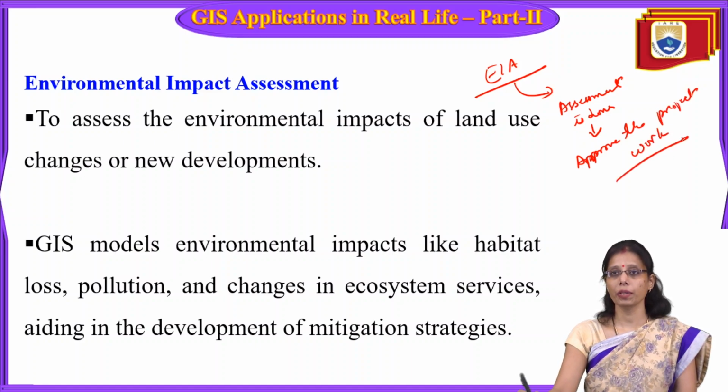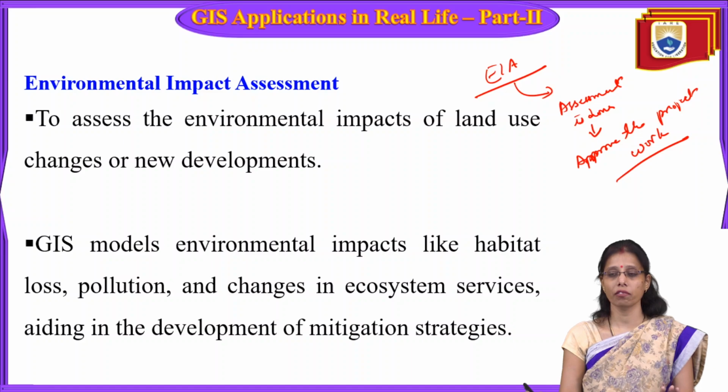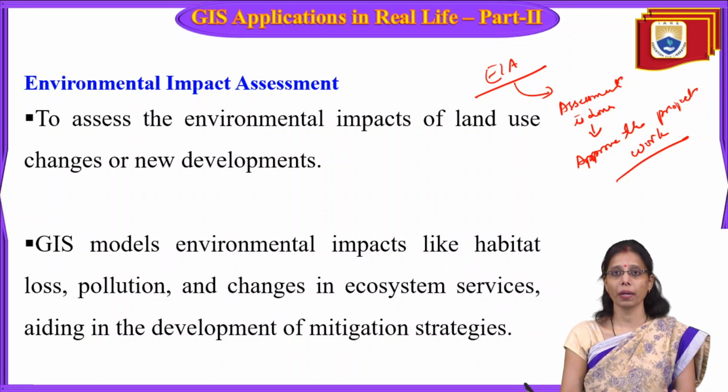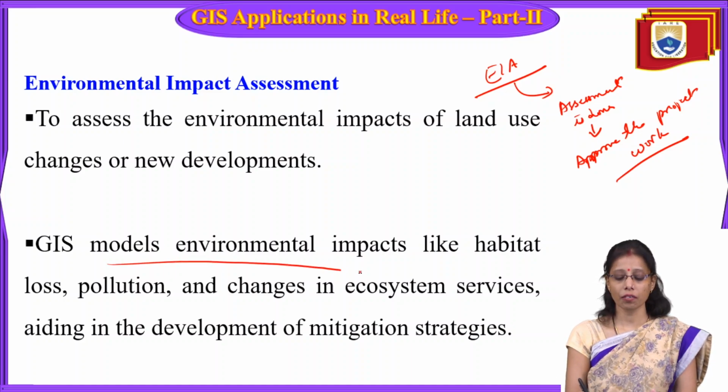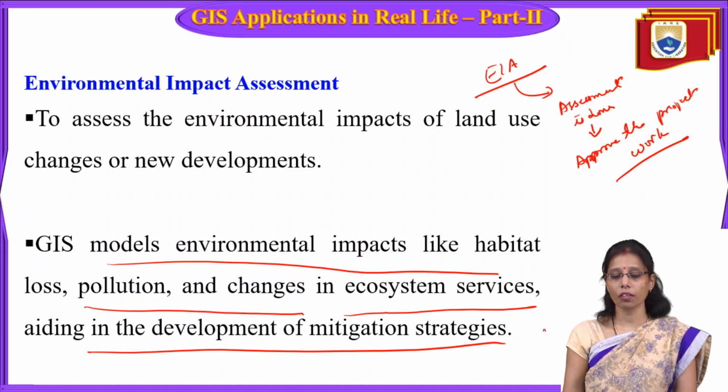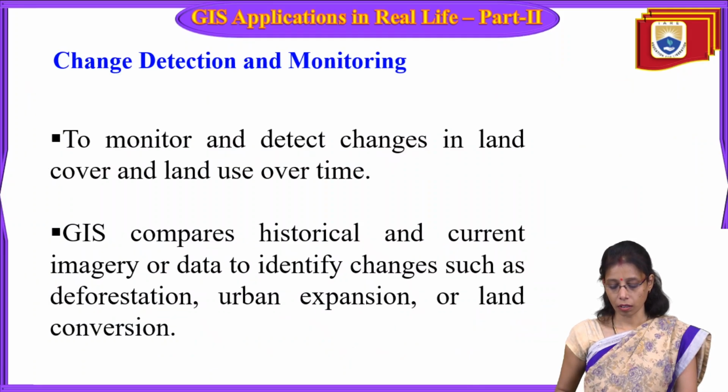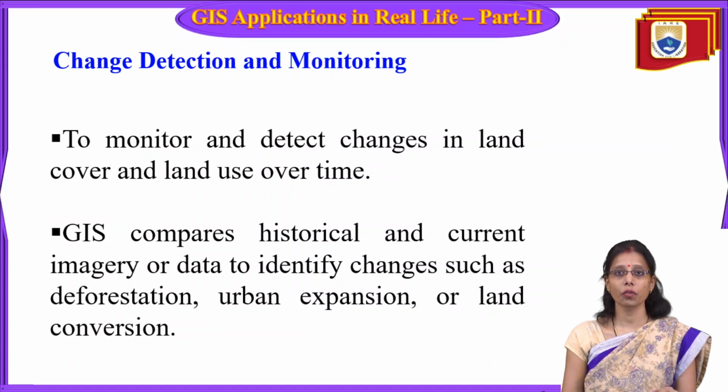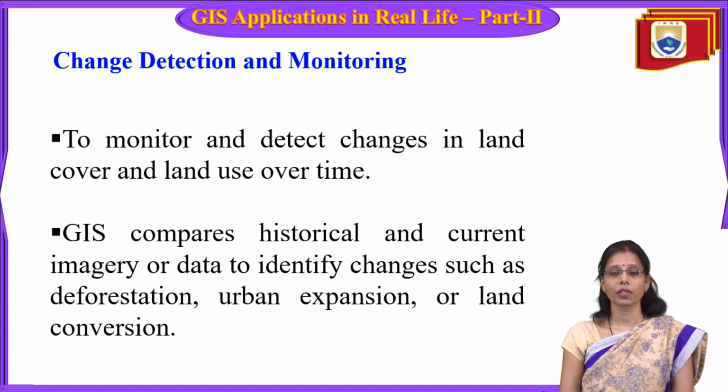Okay, so there is an assessment team which will approve the impacts of that particular project in such an area. If any project is going to be developed in such an area, the environmental impact assessment team will assess what the impact will be after this. This project will take place here, this project will run in such a region. So what will be the impact to the environment and the human life and the animal life? To assess the environmental impacts of land use changes of certain new developments, GIS environmental impacts like habitat loss, pollution, changes in ecosystem services, aiding in the development of mitigation strategies, and change detection and monitoring. So to monitor and detect the changes in the land cover and land use over time.